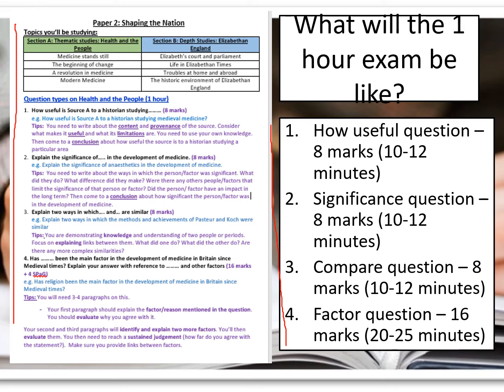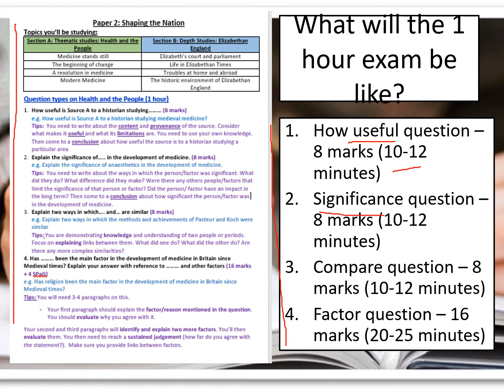So the 4 types of questions you're going to get asked. The first one is going to be a how useful question. They'll give you a source. It could be written, it could be a picture source, and you'll have to talk about how useful that source is for studying that certain topic. That's going to be worth 8 marks, so you spend about 10 to 12 minutes on it.